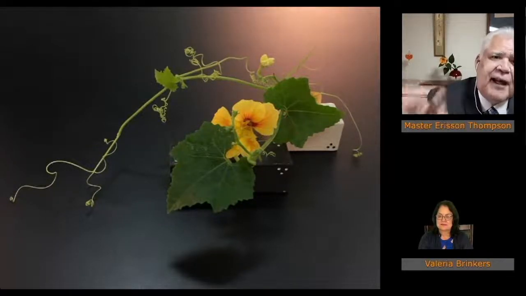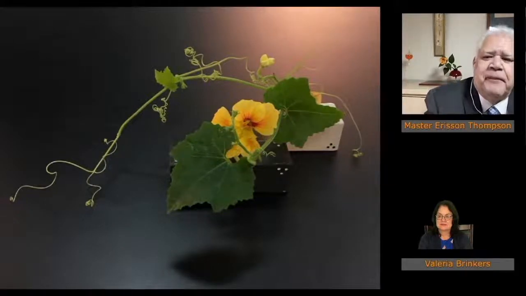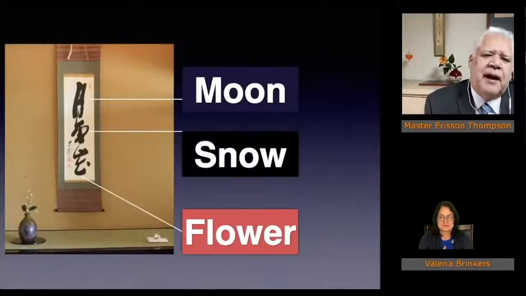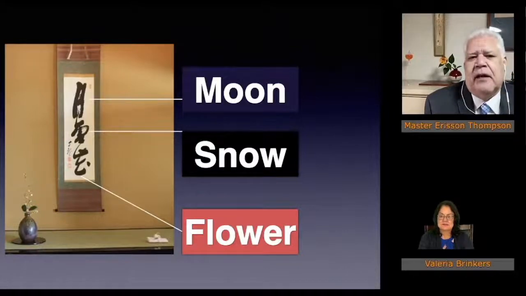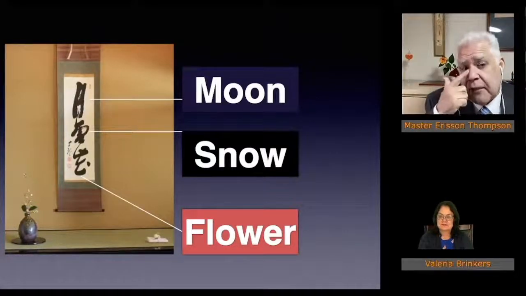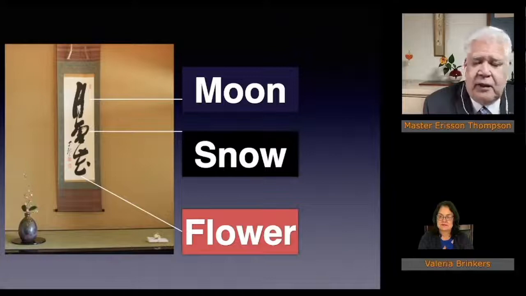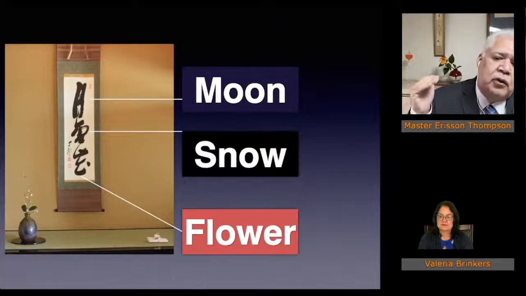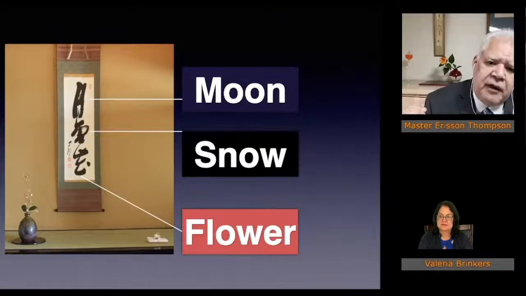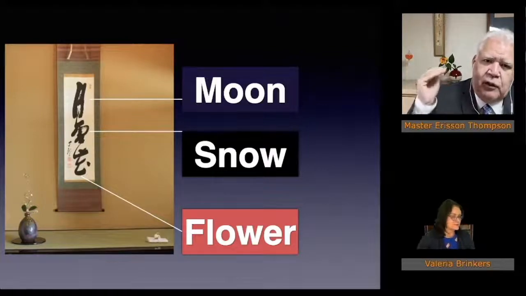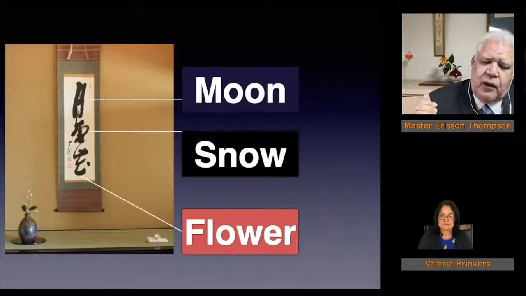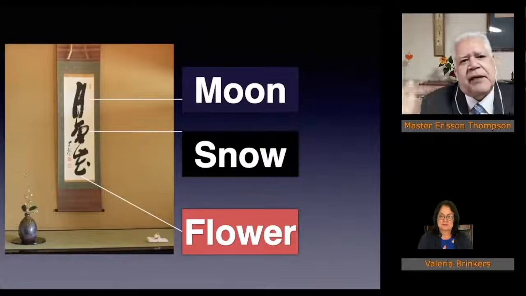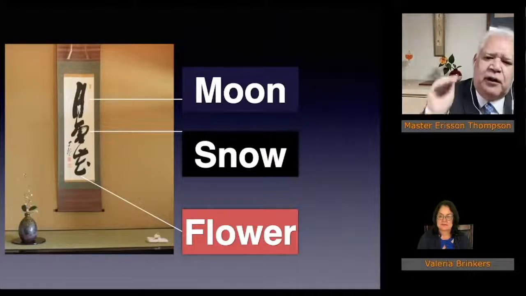I chose one more example based on the handwriting: moon, snow, flower. The moon representing autumn, snow representing winter, the flower representing spring. So for example, if I have a calligraphy with the moon, I can arrange a flower using the pine tree. The painting I'm going to show has this trilogy: moon, snow, flower.